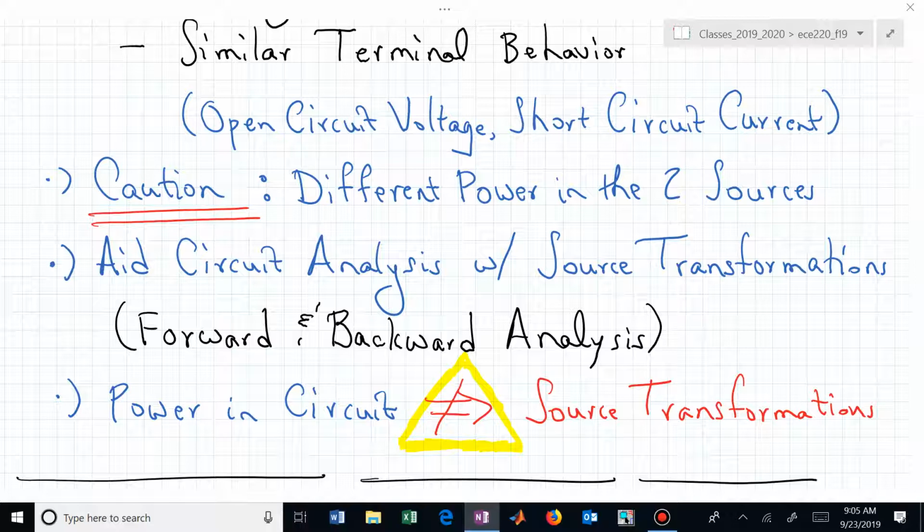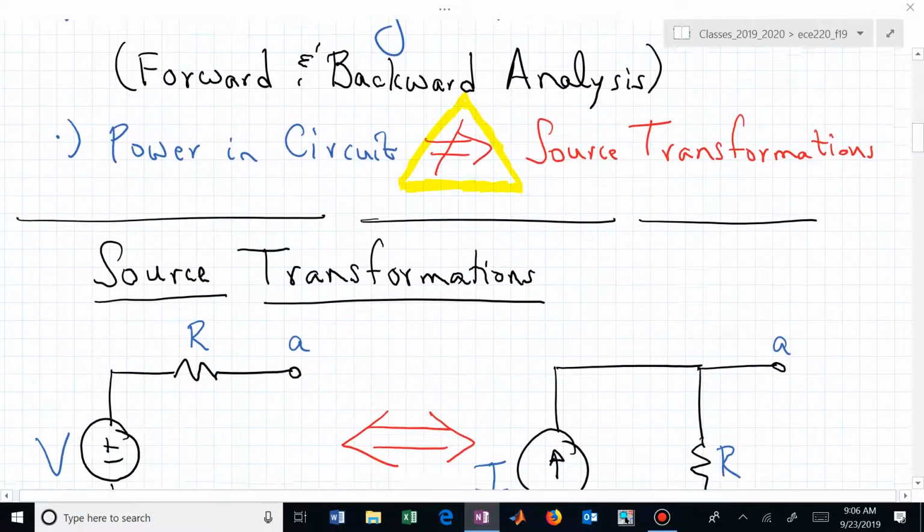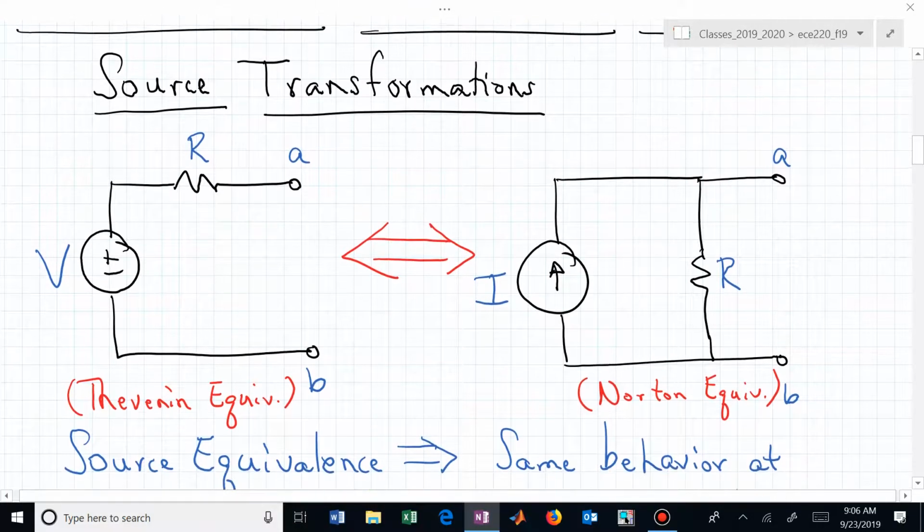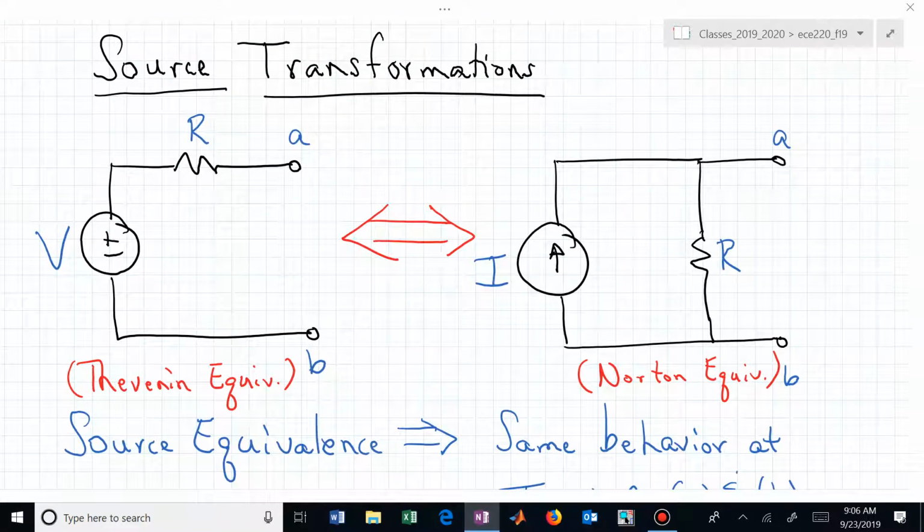And again, the caution sign or symbol is, if you want to be determining power in a circuit, you probably don't want to be messing with source transformations. If somebody says, what are the power characteristics of this, unless you go back to the original circuit and analyze the power characteristics. Here are the two sources that we will be able to essentially interchange.